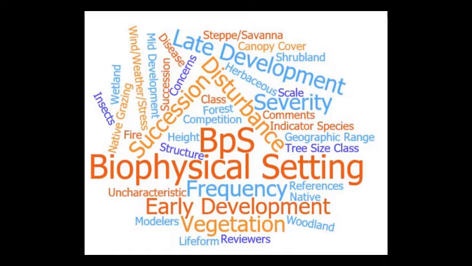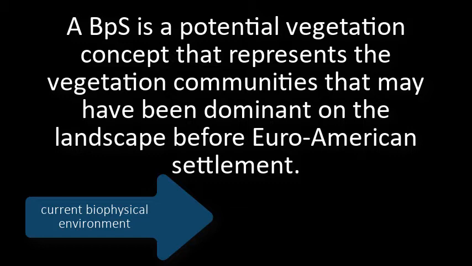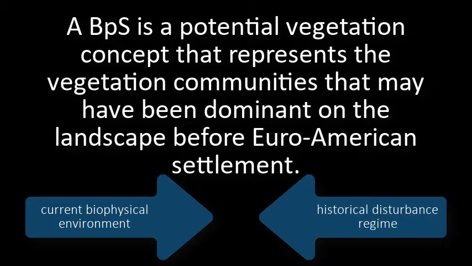You can think of a BPS as similar to historical vegetation, but here's the technical definition. A BPS is a potential vegetation concept that represents the vegetation communities that may have been dominant on the landscape before Euro-American settlement. BPS are defined based on both the current biophysical environment and an approximation of the historical disturbance regime.